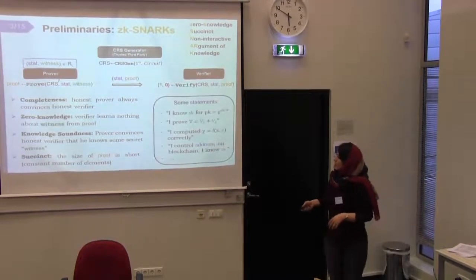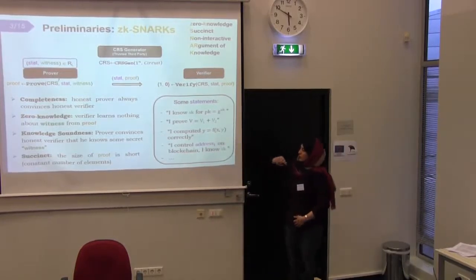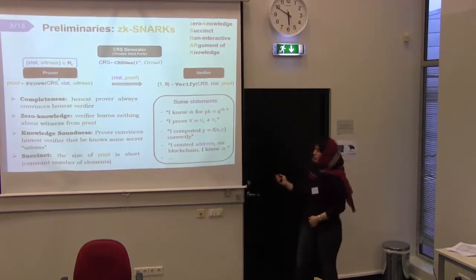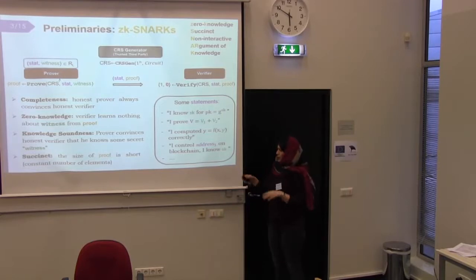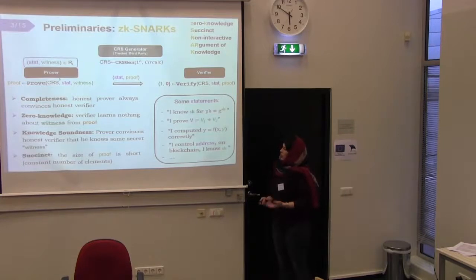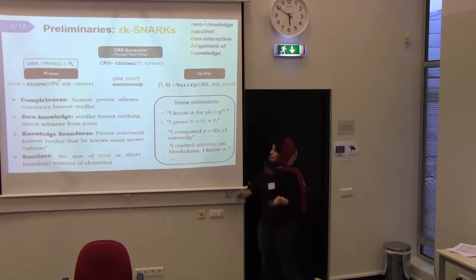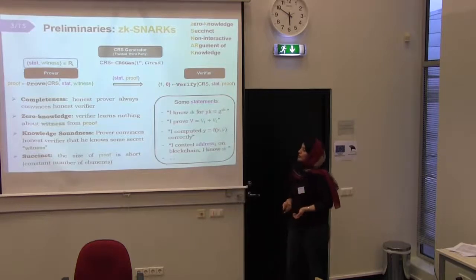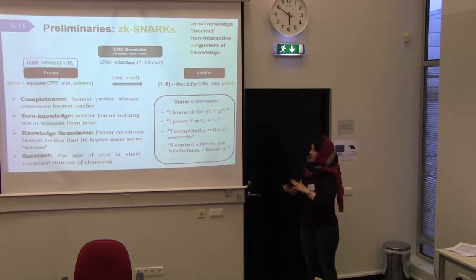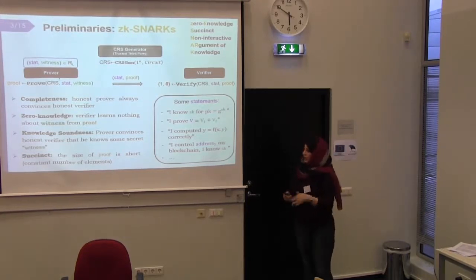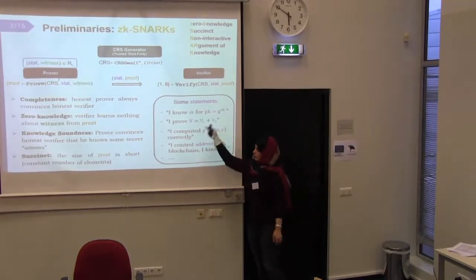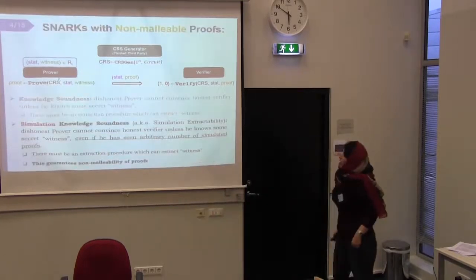Here are some statements. For example, a prover wants to prove that she knows the secret key for this public key, where the public key is equal to G to the power of the secret key. And in some applications, like privacy-preserving digital coins such as Zcash, in one step we want to give a proof that the private values of new coins are equal to the public value of the old coin. This is written here, and so on.